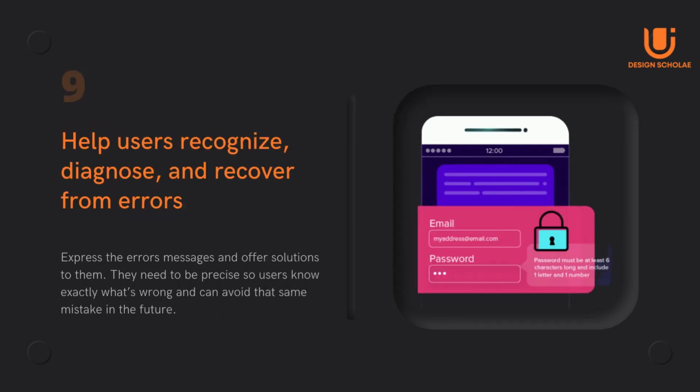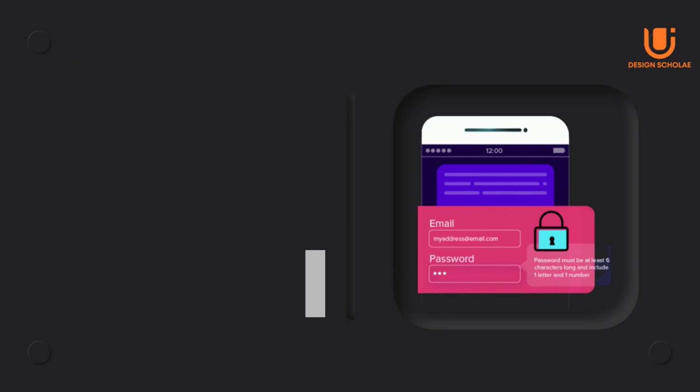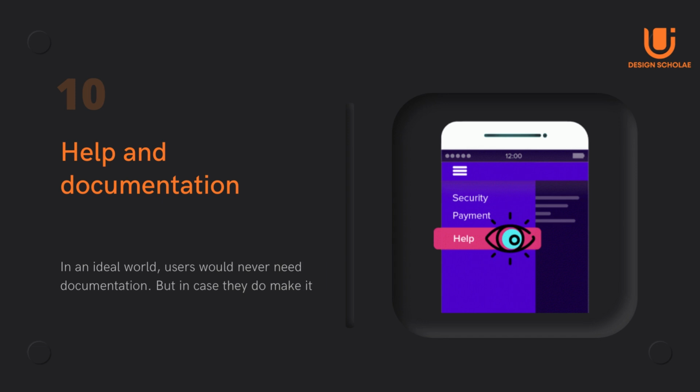The ninth one is help users recognize, diagnose, and recover from errors. Express the error messages and offer solutions to them. They need to be precise so the users know what exactly is wrong and can avoid the same mistake in the future. And the last one is help and documentation.